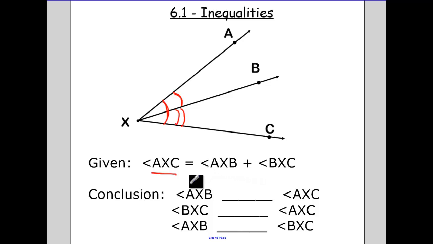So therefore, what's the relationship between AXB, the smaller angle that's inside of the bigger angle AXC, in relation to AXC? Since AXB makes up part of a larger angle AXC, we know that AXB has to be less than AXC. And same thing with BXC. Since BXC adds up to make up something with the bigger one, we know that that is also less than.